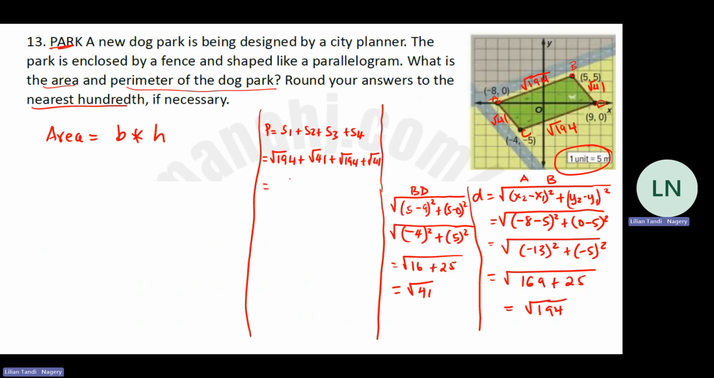So this is 40.663. To the nearest hundredth, we circle this 6, we underline this 3, we are not adding. Our answer is 40.66. Do we have a unit? Then we multiply by 5, because we've been told 1 unit is 5 meters. So since this is perimeter, yes, we will multiply by 5.